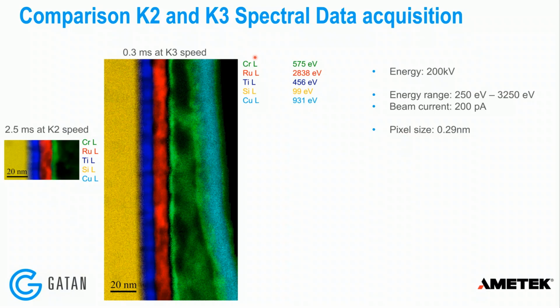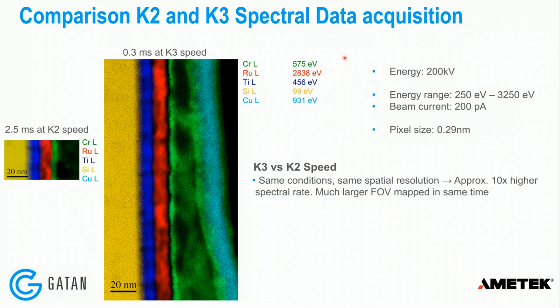Because with the K3 we have this big energy range of 3000 eV, we're able to collect loads of signals. We've got lowish energy edges like chromium L in this data set, 575 eV, silicon L right down at 100, and then we're going out to ruthenium, so 2800-ish eV. So K3 versus K2 speed: for the same conditions and the same spatial resolution, we've got an approximately 10 times higher spectral array, so we can map a much larger field of view in the same time.